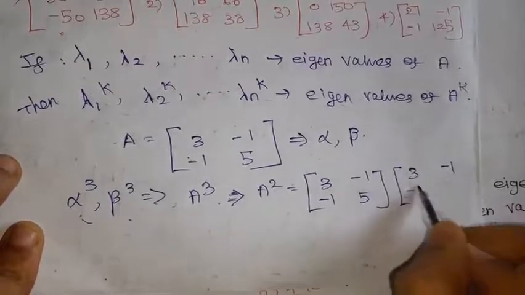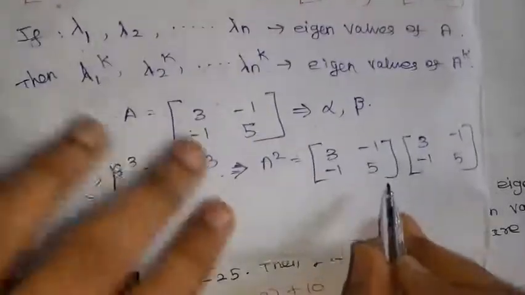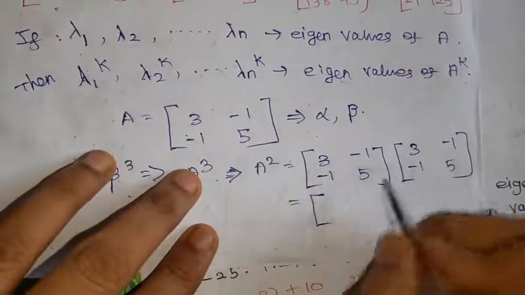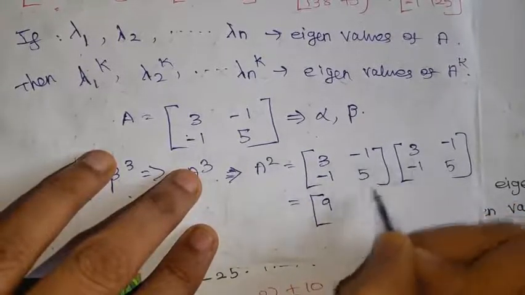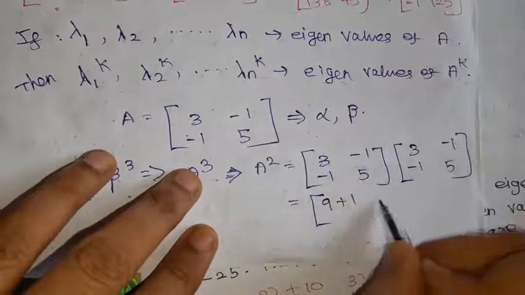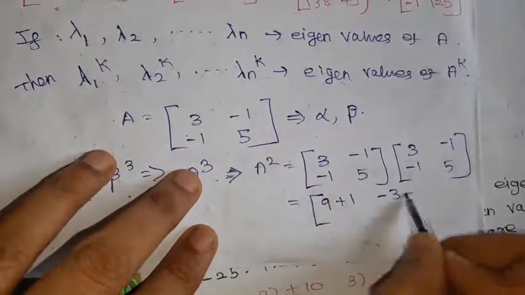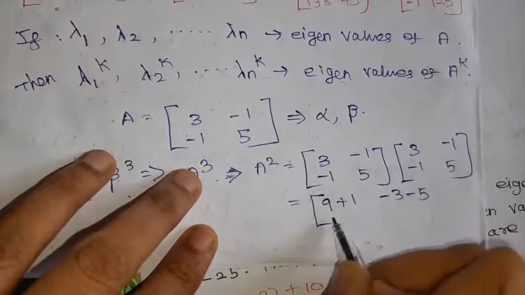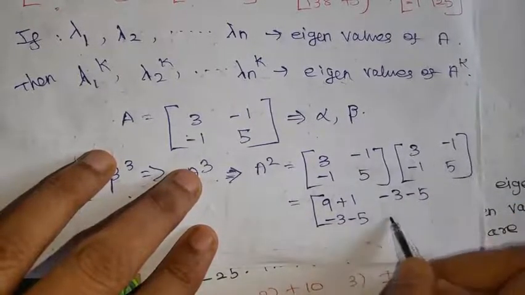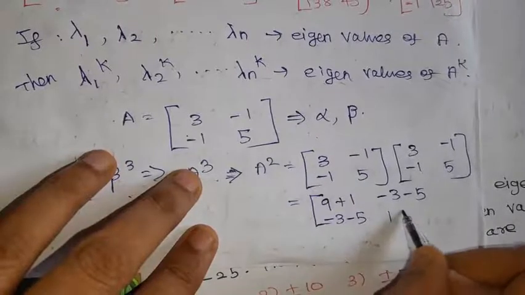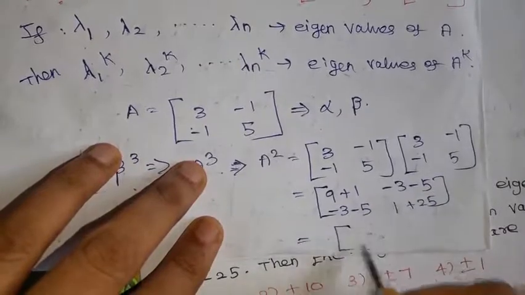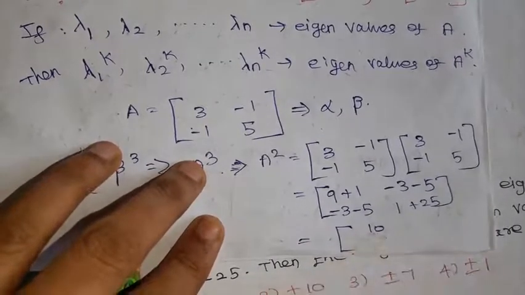3 minus 1 minus 1 5. So A squared: 3 times 3 is 9, minus 1 plus 1, minus 3 minus 5, minus 3 minus 5, 1 plus 25. What will we get? 10, minus 8.